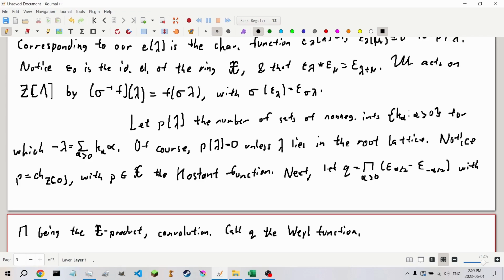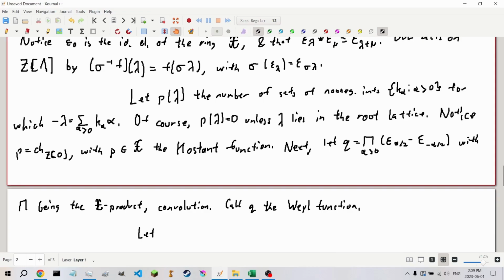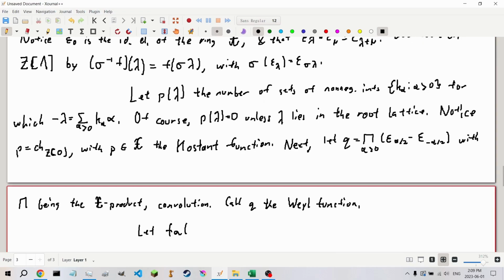And then we're just going to go through a bunch of smaller lemmas for these various functions. So, one last bit of setup for a function. We're going to let f alpha of negative k alpha be 1, and f alpha of lambda otherwise be 0.